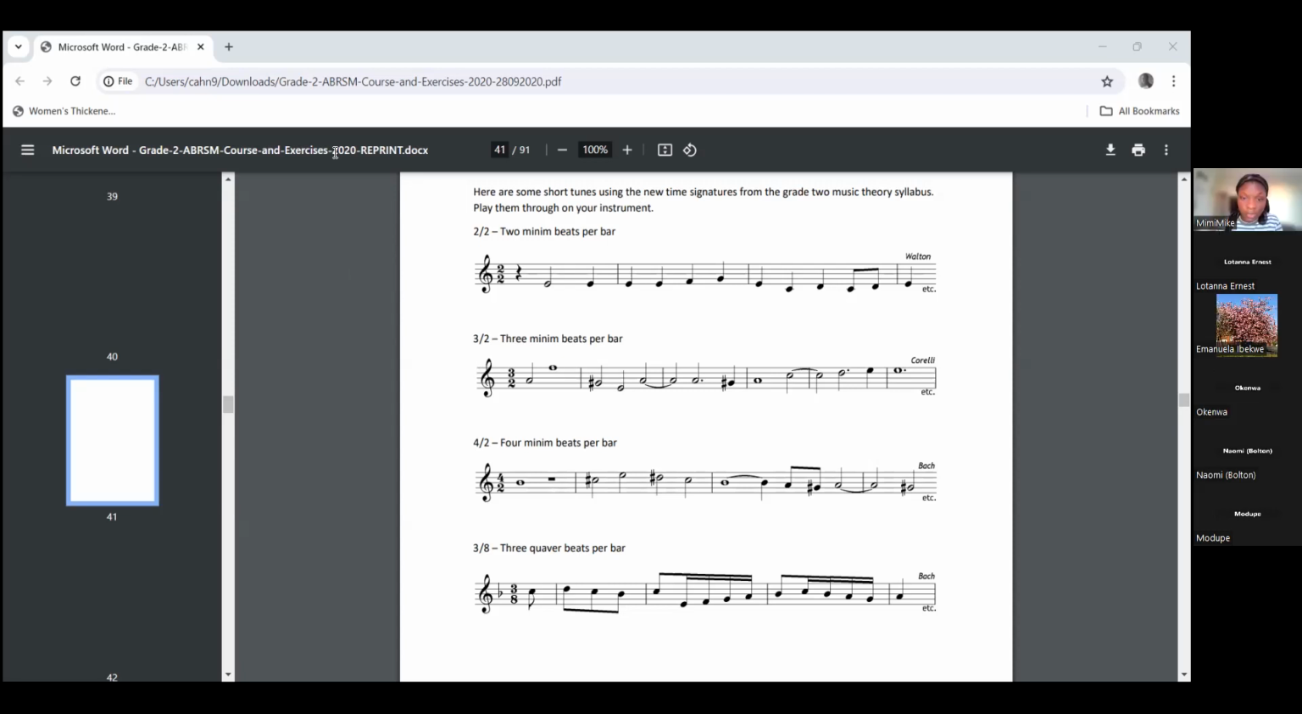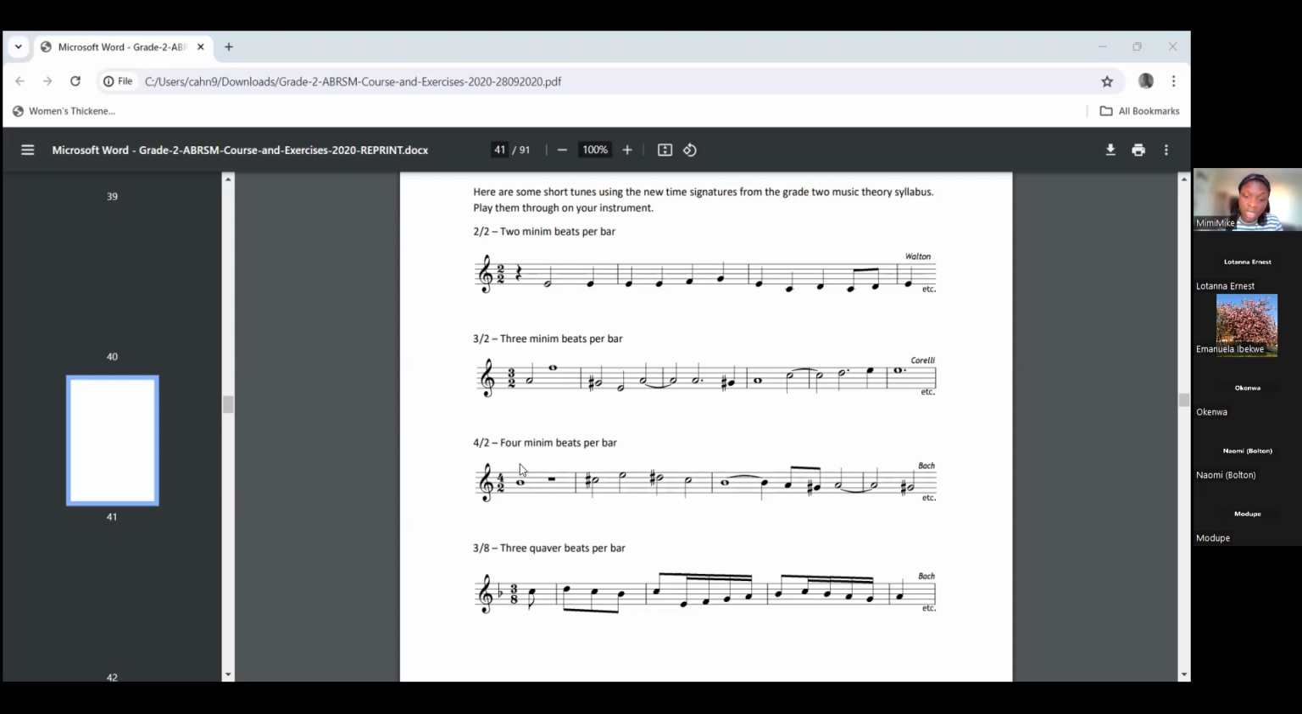Now, your hand is up. Is that a semibreve rest? Do we agree that this is a semibreve rest? Yes. Okay. So we have a semibreve note and a semibreve rest. And that's equal to how many minims? 4 minims in this bar. Yes, 4 minims in this bar.